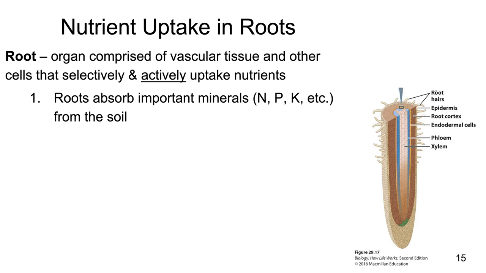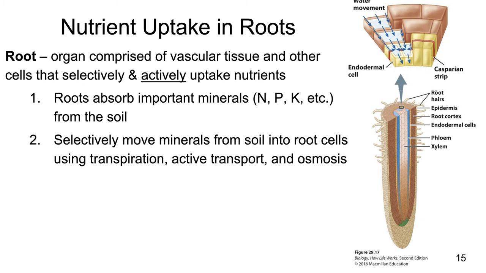So how does this nutrient uptake work? Well, roots essentially absorb important minerals like nitrogen, phosphorus, potassium, all of those ions and minerals that we talked about previously from the soil. And the way they do that is they selectively import those minerals from the soil into the root cells using a combination of transpiration. So remember, transpiration is basically when water is getting sucked out of the stomata and the shoot system, the above ground system of the plant. And that basically acts like a straw sucking up water from the soil all the way out through the leaves.